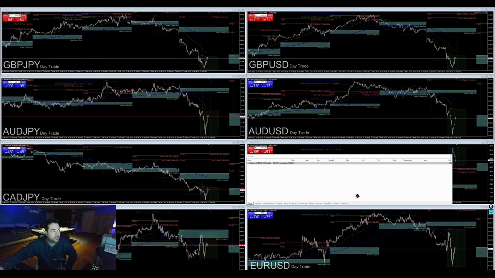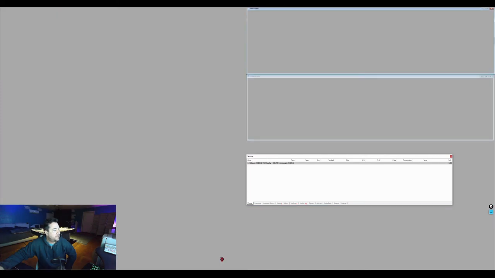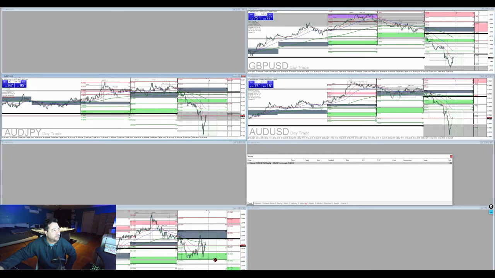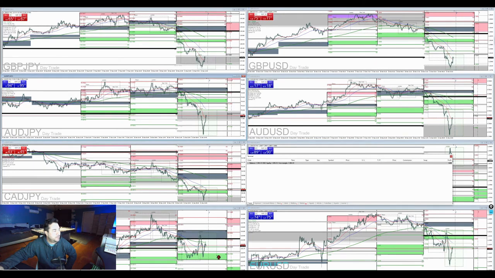Just taking a look at the day trades. I think the only one that has not fallen below the M2 is the Euro Yen. We briefly fell below the M2 right here, but this is a possible trade setup. So we're going to go ahead and see if that holds above. And it might be something for tomorrow. We'll mark that out.